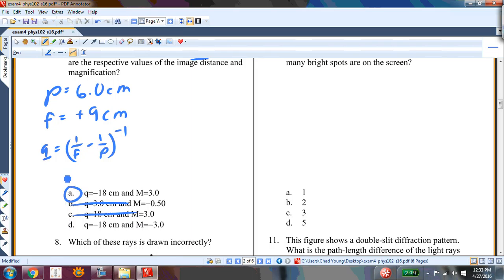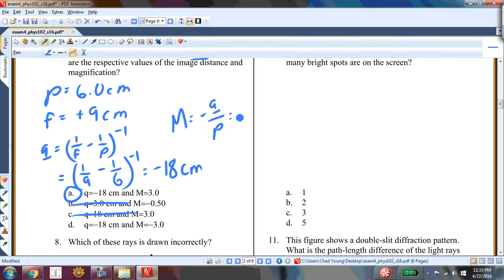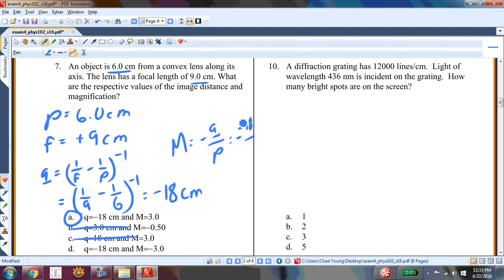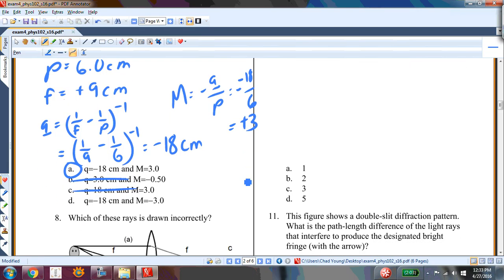All right, but let's just go ahead and do this. So I have 1 over 9 minus 1 over 6. Let's see, that's 2 over 18 minus 3 over 18, so that's negative 18 centimeters. And then my magnification is negative Q over P, negative negative 18, divided by P, which is 6, so that's positive 3. So A is the right answer.